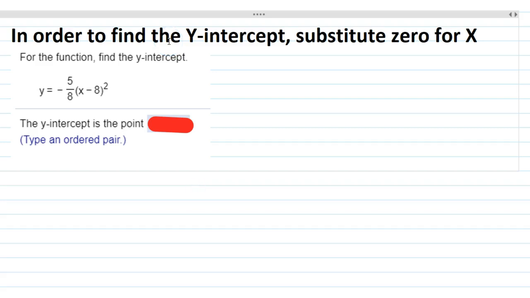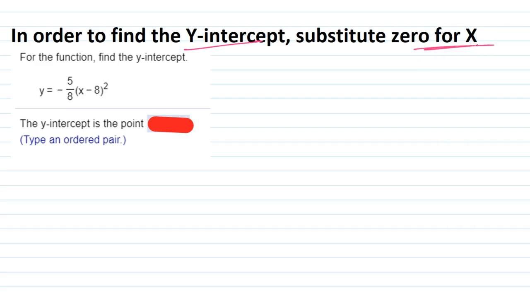Now, occasionally you'll come across a question that asks you to find the y-intercept simply off of an equation, and they're not asking for anything else. Remember, the y-intercept is when x is equal to 0. So all you have to do is plug a 0 in for x. So for this problem, we'll have y is equal to negative 5 over 8, parenthesis, we put a 0 in for the x, minus 8, squared. And then you simplify.